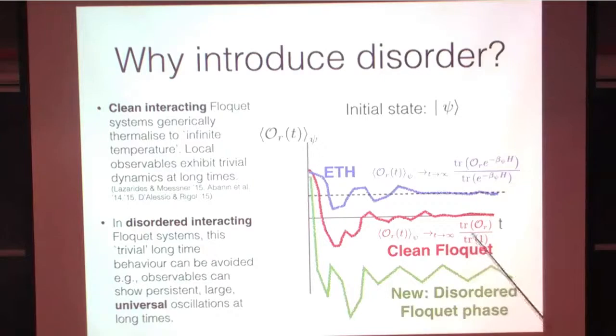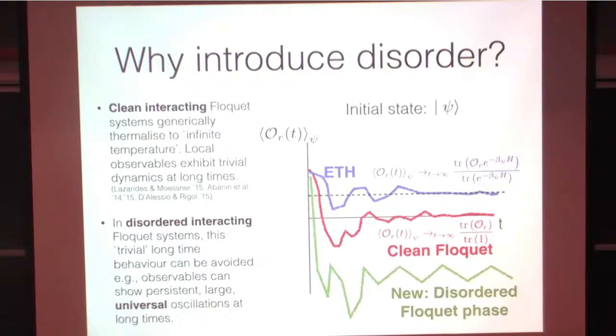Well, in more traditional ETH systems, we know that if we start with some initial state and we look at the long-time behavior of a local observable, at long times its value is determined by a Gibbs ensemble with a temperature that's determined by the initial state. And you can see you can get from this ETH picture to this clean Floquet picture by simply setting the inverse temperature to 0. These two formulae coincide if beta is equal to infinity.